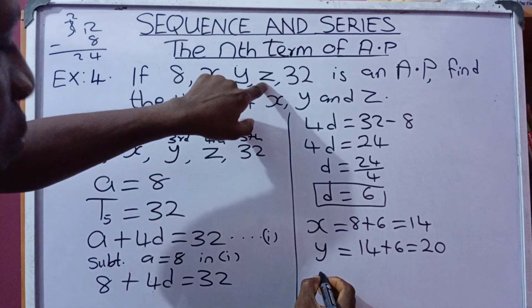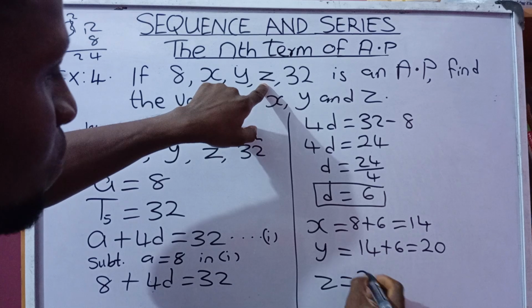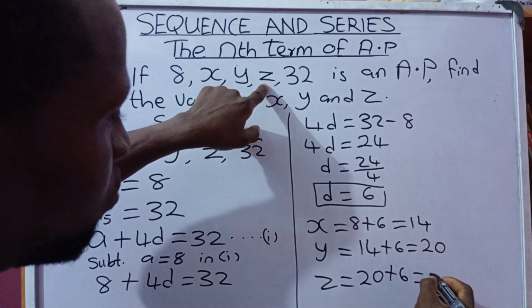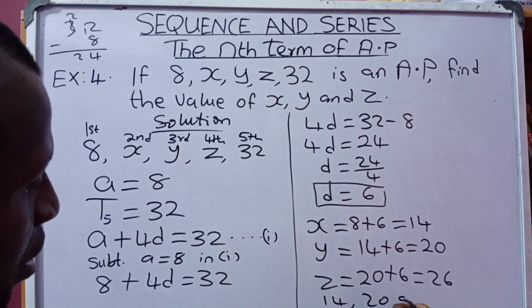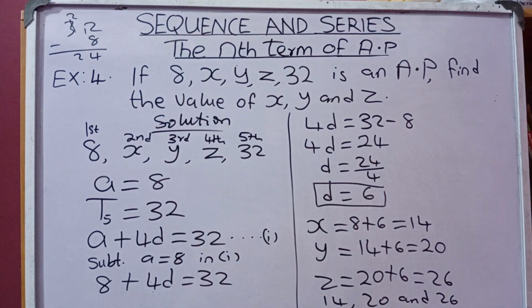Then that continues in that order. z, which is the fourth term, will now be the third term 20 plus the common difference, which gives us 26. So therefore, the values of x, y, and z are 14, 20, and 26. Those are the values of x, y, z, as you can see on the board.